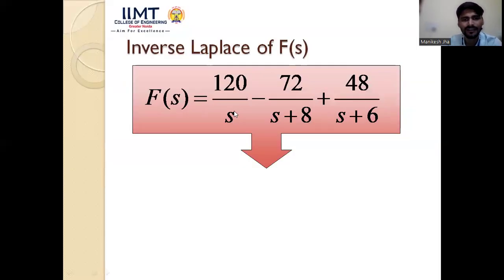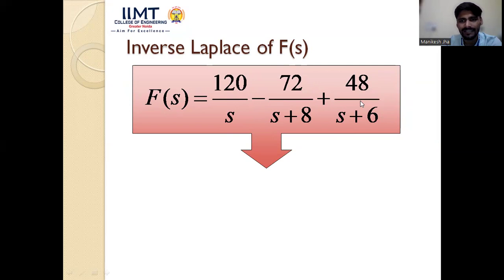So F of s is 120 by s minus 72 by s plus 8 plus 48 upon s plus 6. Now this is 1 by s, so the inverse Laplace transform is u(t). Here 1 upon s plus 8 will be e to the power minus 8t u(t). Similarly, the third function 1 upon s plus a gives e to the power minus at u(t).